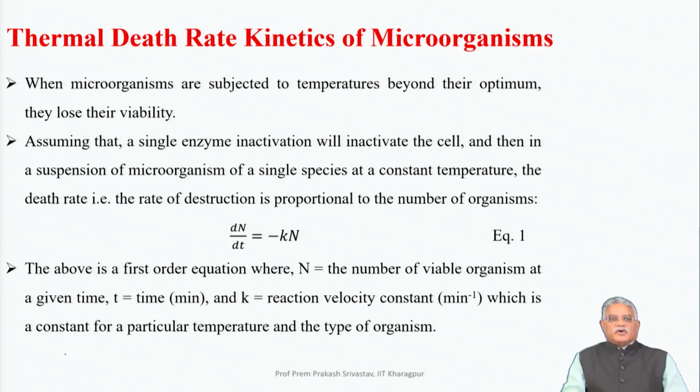The above is the first order equation where N is the number of viable organisms at a given time, t is time in minutes, and k is the reaction velocity constant per minute, which is a constant for a particular temperature and a type of organism.